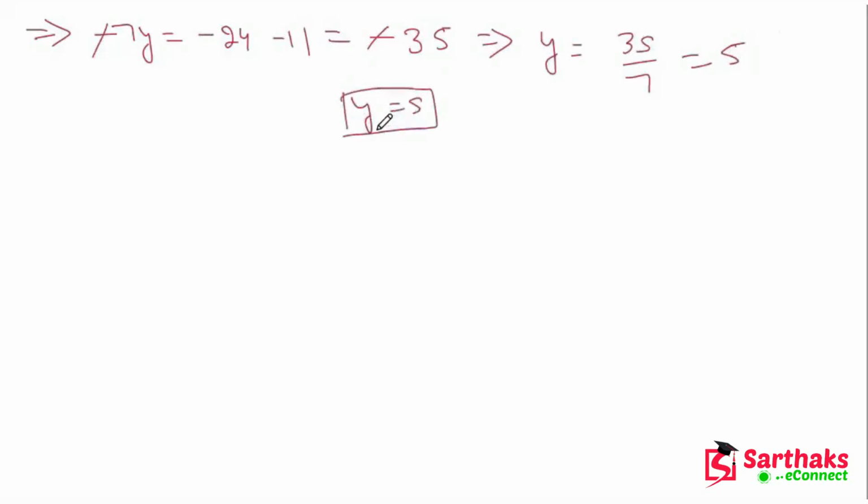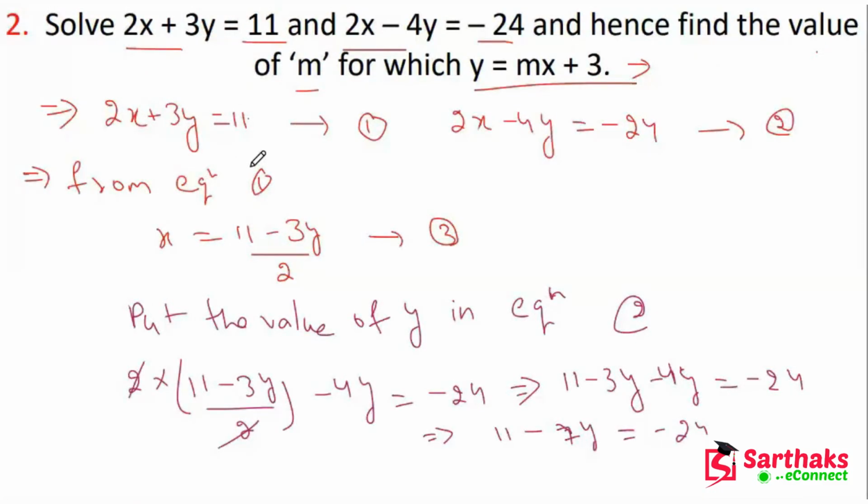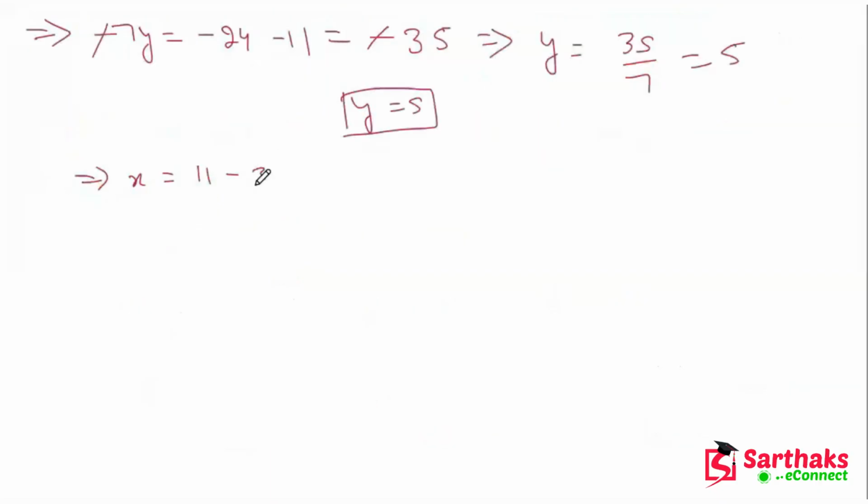Now put the value of y in equation third, then we get x. x is equal to 11 minus 3y, means 3 into 5, divided by 2, so 11 minus 15 divided by 2, and this is minus 4 divided by 2, and we get minus 2. So the value of x is equal to minus 2.